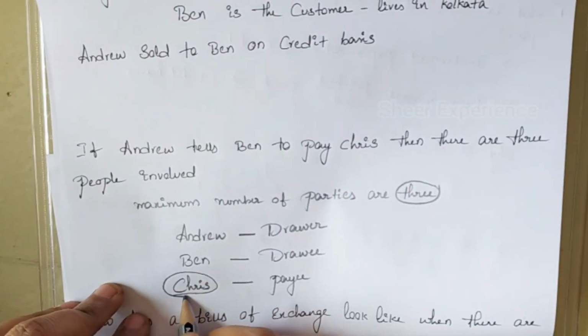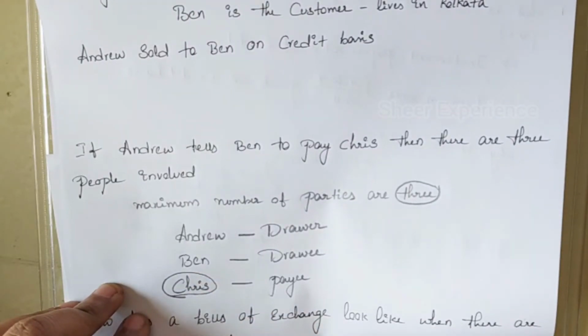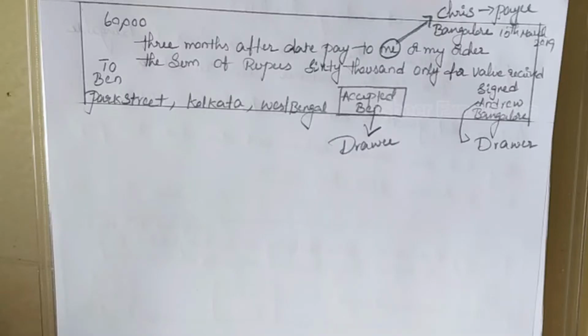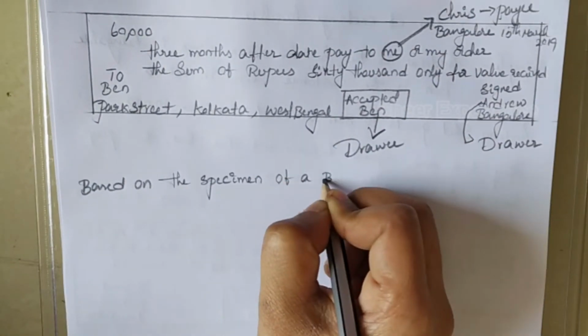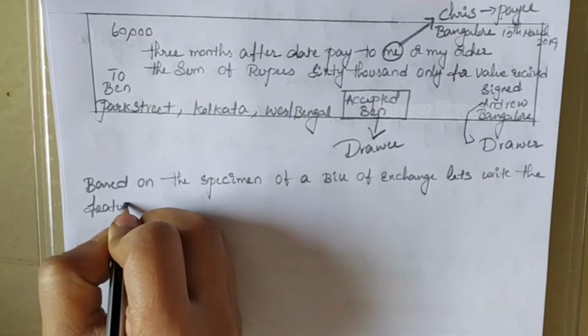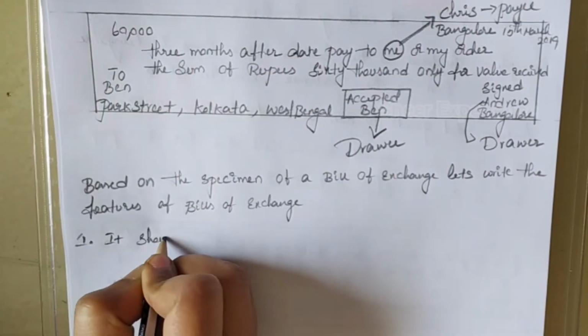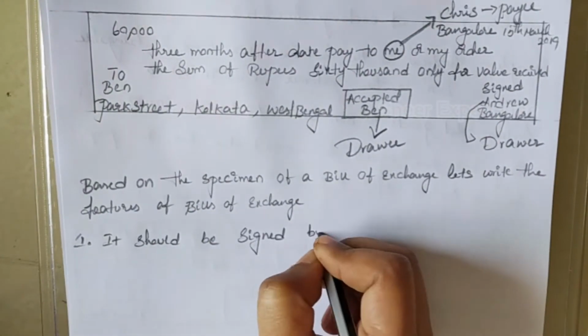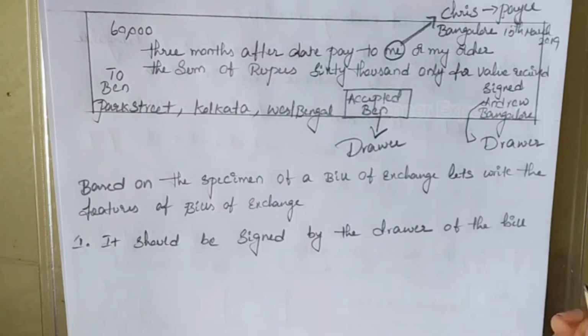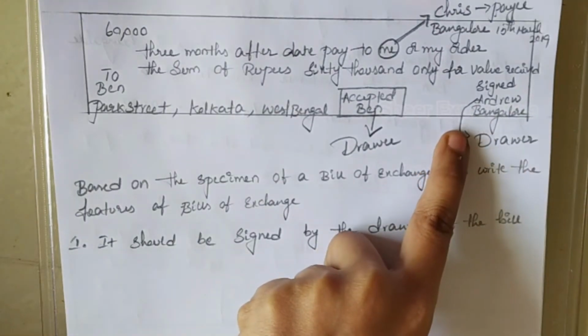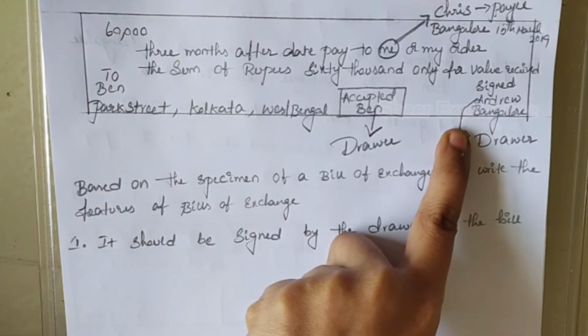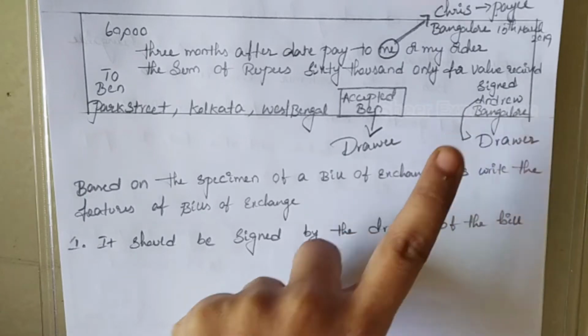Here it is Chris, because Andrew tells Ben to make the payment to Chris. So instead of me, we will mention Chris. Based on this specimen, we will write the features of bills of exchange. Our first feature is it should be signed by the drawer of the bill. If we take the previous example, drawer is Andrew. So Andrew must sign the bill of exchange.